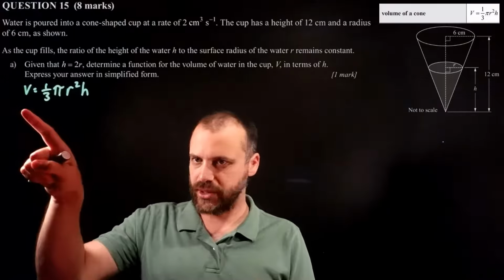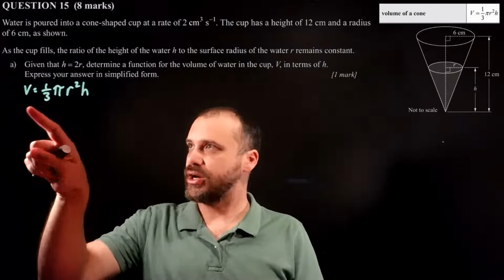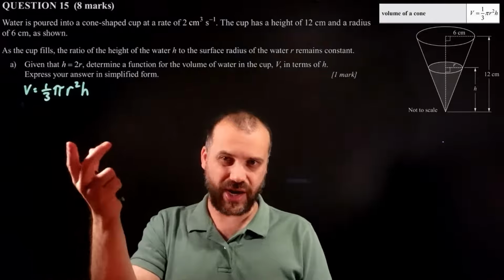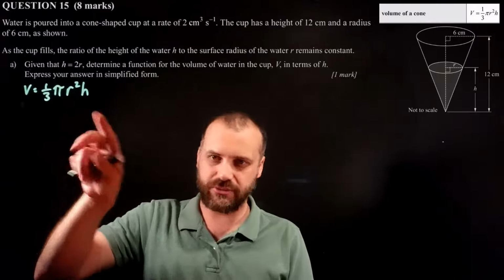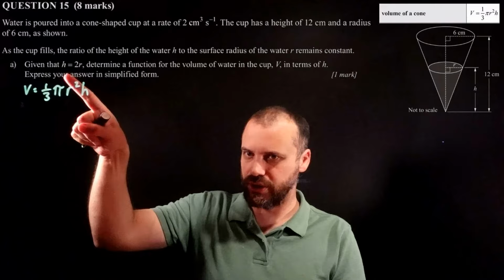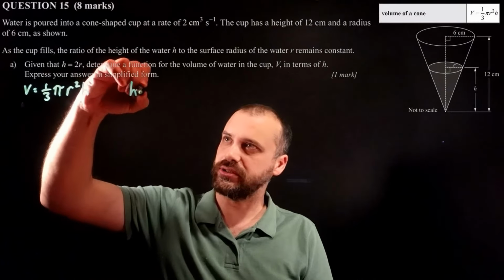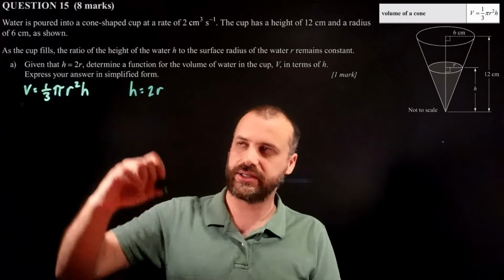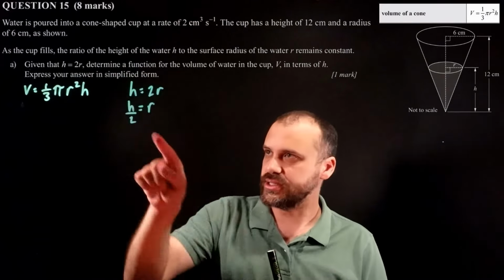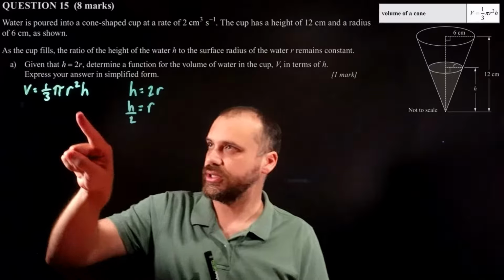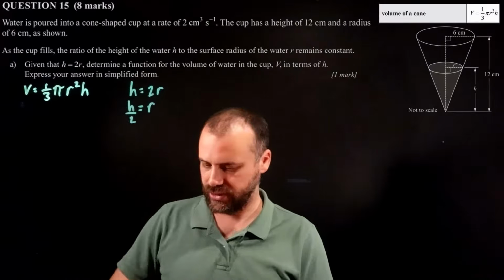So what we have at the moment is a function for volume, but it's in terms of R and H. And we want a function just in terms of H. So we need to get rid of this R. Now, note that H is equal to 2R, which means that R is equal to H over 2. So we can sub that H over 2 into this equation for R.